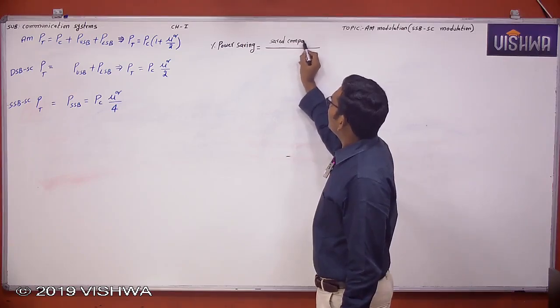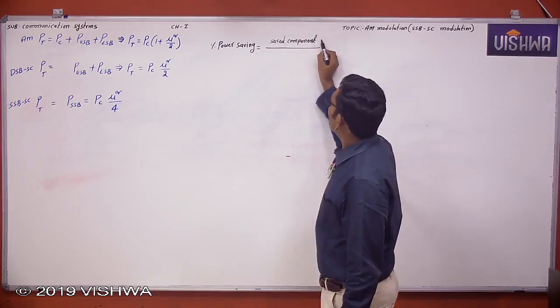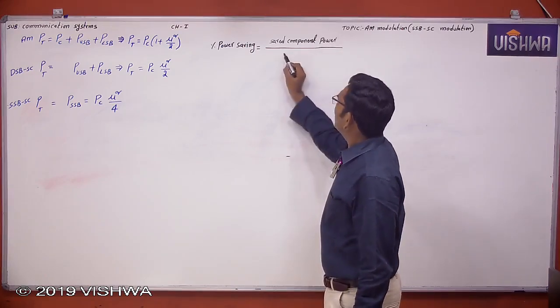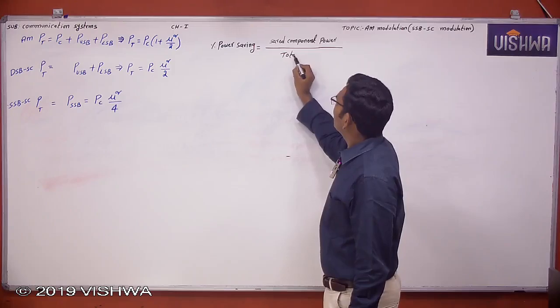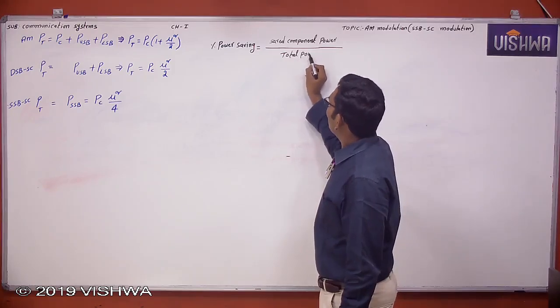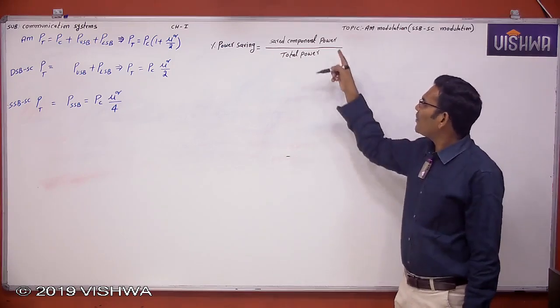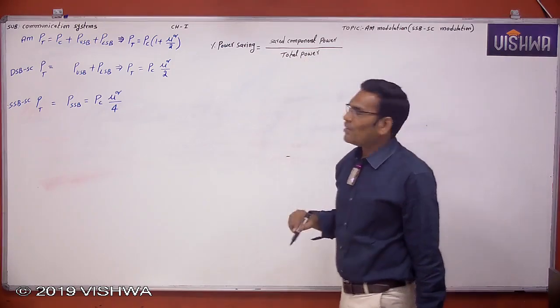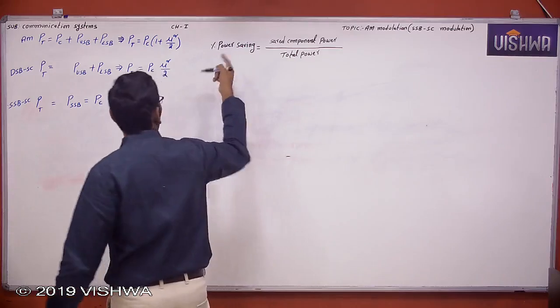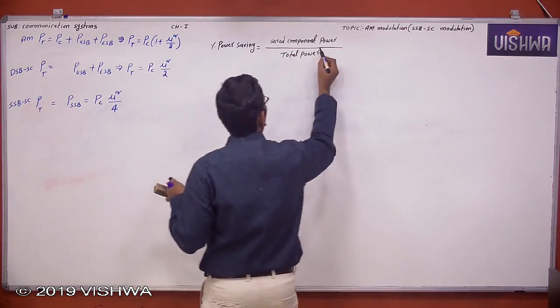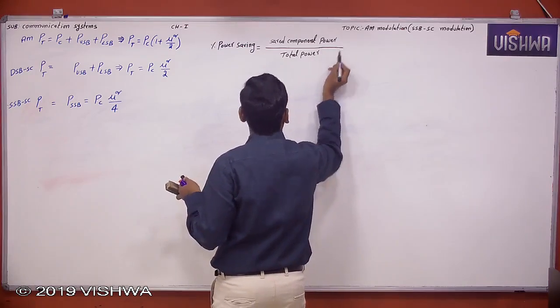Which component power you saved? Saved component power, over the total power. Saved component power by total power is nothing but the percentage power saving. Okay, so this is the power saving.